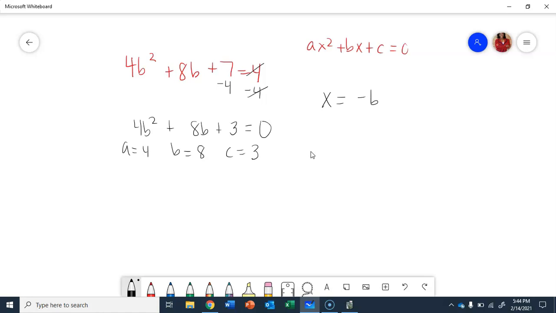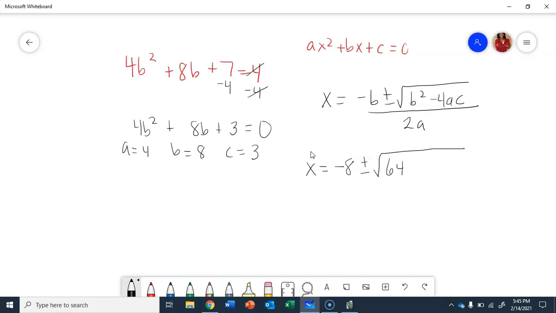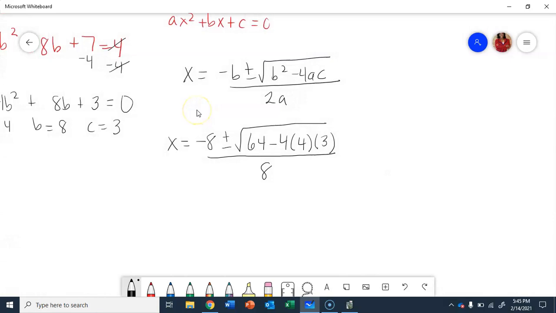And then here is the quadratic formula once more: negative b plus or minus the square root of b squared minus 4ac, divided by 2a. All right, so very carefully we're plugging it in. Negative, and then our b value is 8, so it becomes negative 8 plus or minus the square root. I already know that 8 squared is 64, minus 4 times a, which is 4, times c, which is 3, all divided by 2 times a, which is 2 times 4, so this is an 8 on the bottom. Real easy.